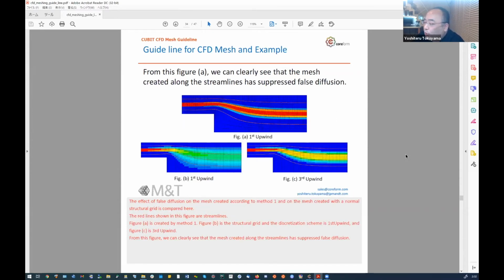The effect of false diffusion on the mesh created according to method one and on the mesh created with a normal structured grid is compared here. The red lines shown in this figure are streamlines. Figure A is created by method one. Figure B is the structured grid and the discretization scheme is first order upwind and figure C is third order upwind. From this figure, we can clearly see that the mesh created along the streamline has suppressed false diffusion.